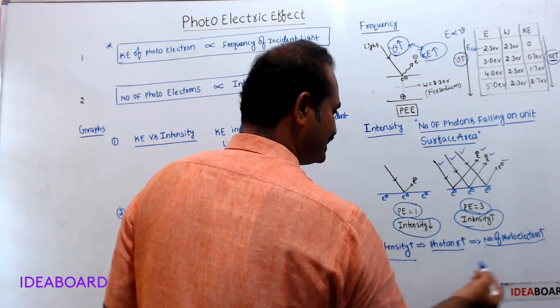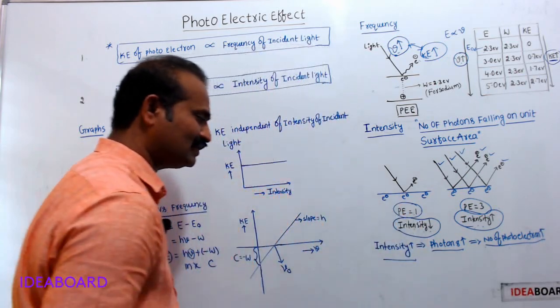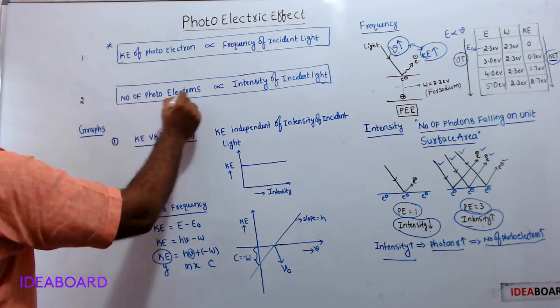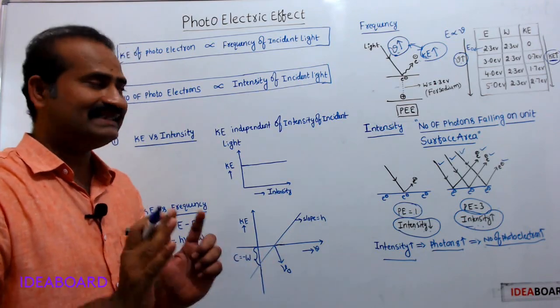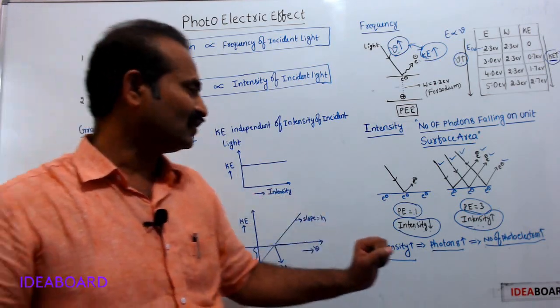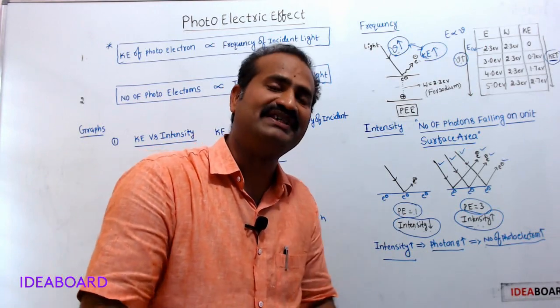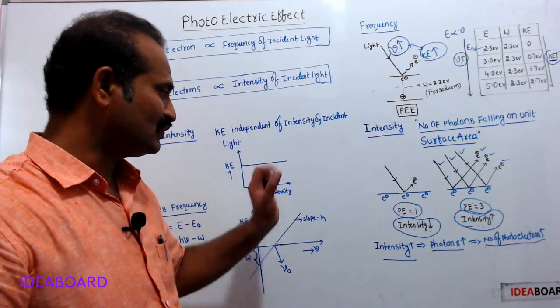How are these two related to each other? The number of photoelectrons is directly proportional to the intensity of incident light. Okay, this is the second conclusion. So these two are important.